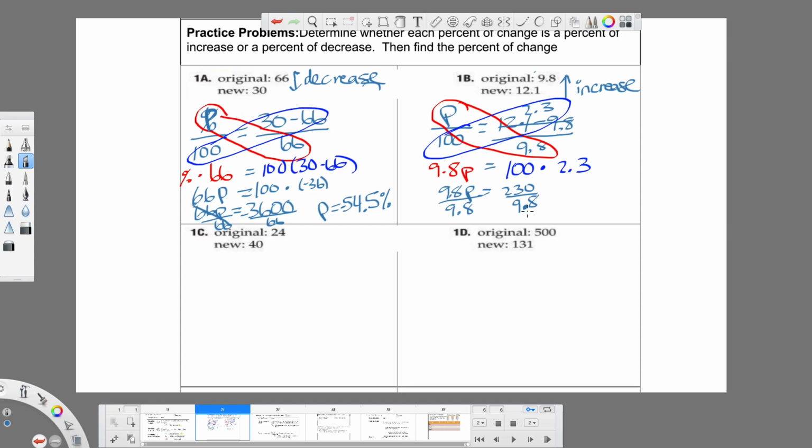That's division. So 9.8 divided by 9.8 cancels. Any number divided by itself cancels out, becomes 1. So now I do 230 divided by 9.8. And we get 23, whoops, I don't know why I wrote just 3, 23.5%. And it's positive, which tells me it's an increase.